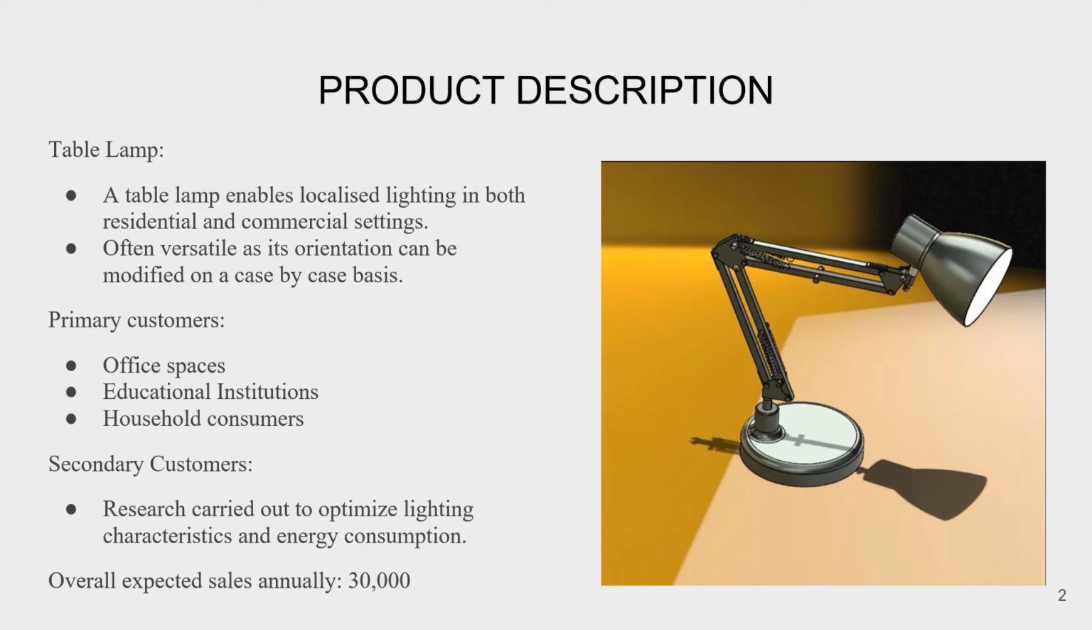Table lamps enable localized lighting. Due to the flexibility of their design, they can be oriented in a number of directions. This will help increase their range effectively. They find application in houses, offices, schools, to name a few, and these would be our primary customer groups. Some research groups may be carrying out research on table lamps to help optimize their illumination and energy consumption, and these would form our secondary customer groups.